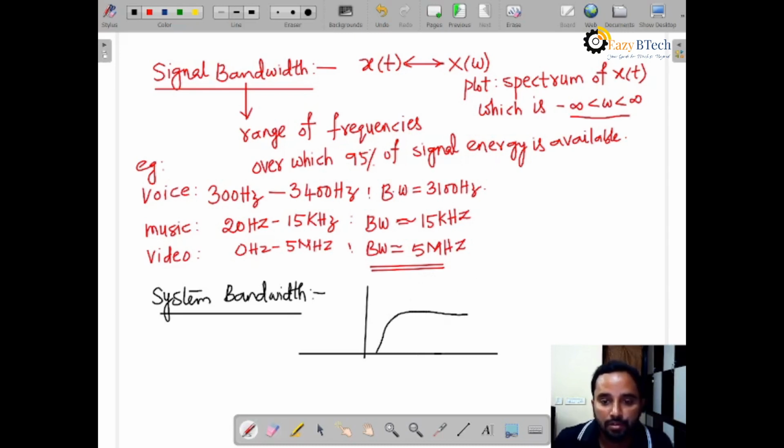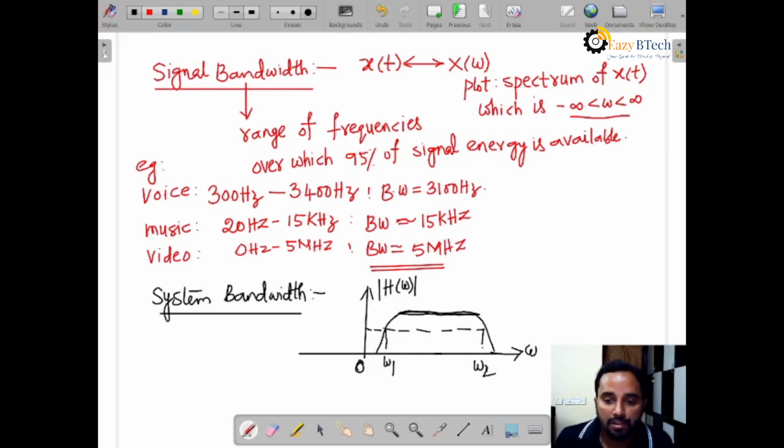This is the magnitude plot of the system. The y-axis is the magnitude of the system, H of omega, and the x-axis is frequency. This is 0. Here this frequency is omega 1, and this frequency is omega 2.